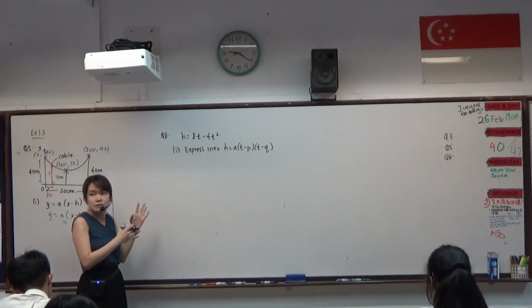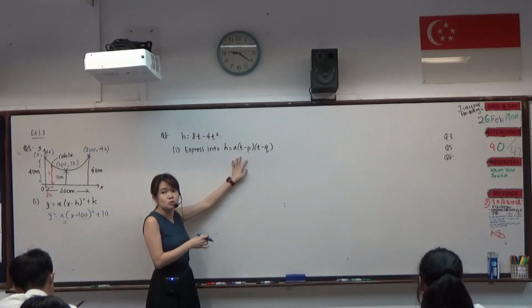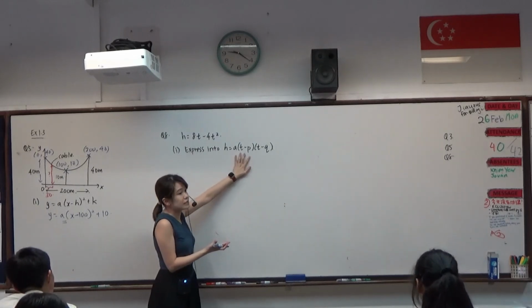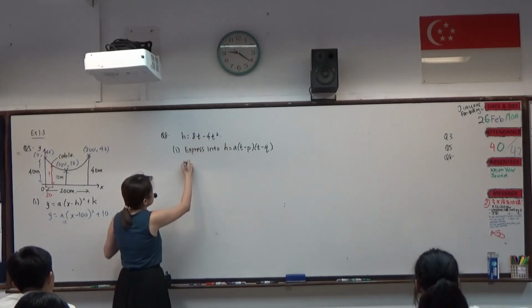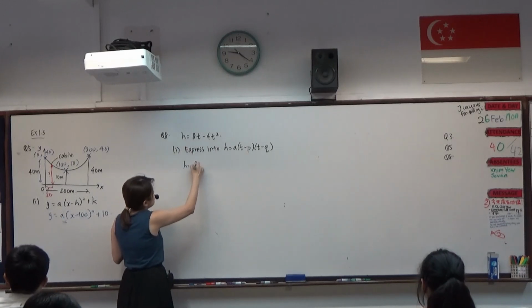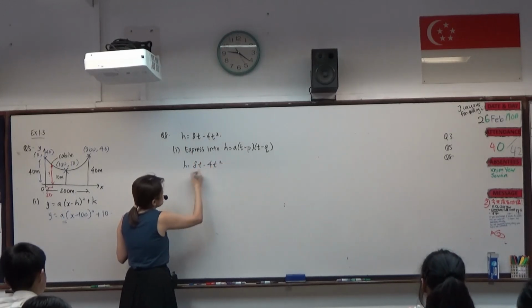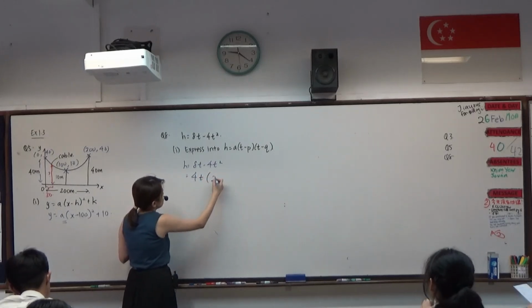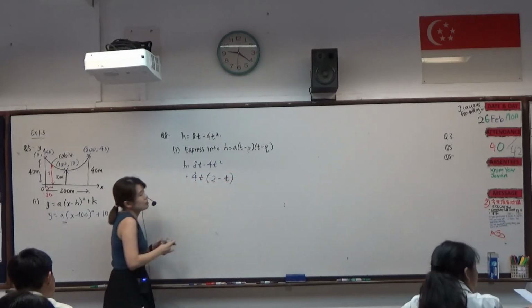Can someone help? What does this form want us to do? Factorize. Okay, so this is a factorized form, so all we have to do with this part I is that with the given equation, we just have to factorize out 4t, and we'll be left with 2 minus t.